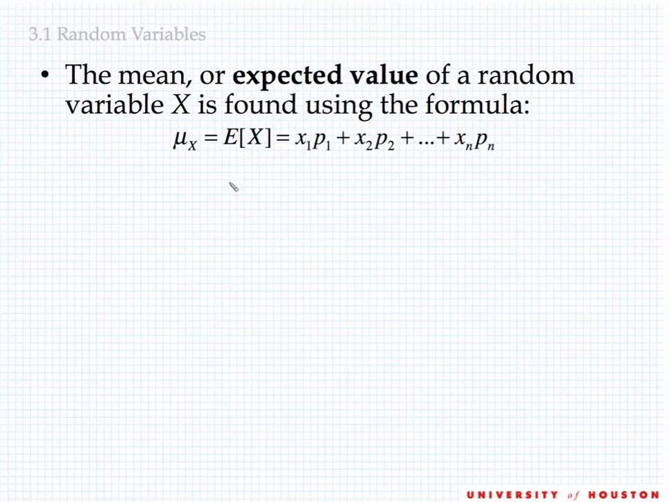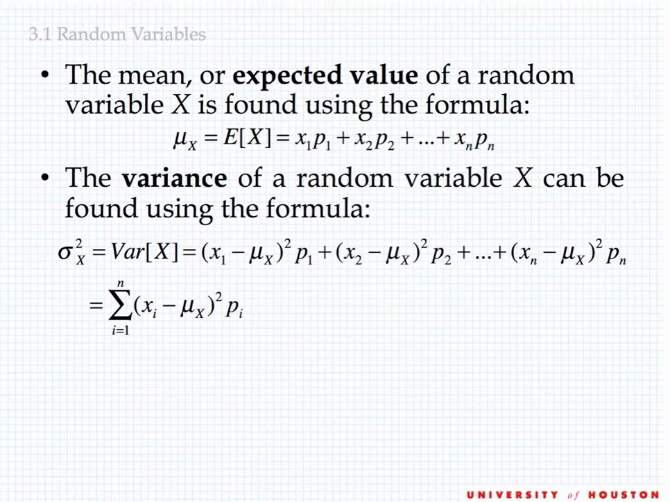Suppose I want to find the mean of a random variable. If I have its probability distribution, then the mean or expected value of that random variable x is found by this formula. Mu sub x equals, and we could also call it E of x, x1 times its probability plus x2 times its probability plus and so forth and so on through our last value of x.